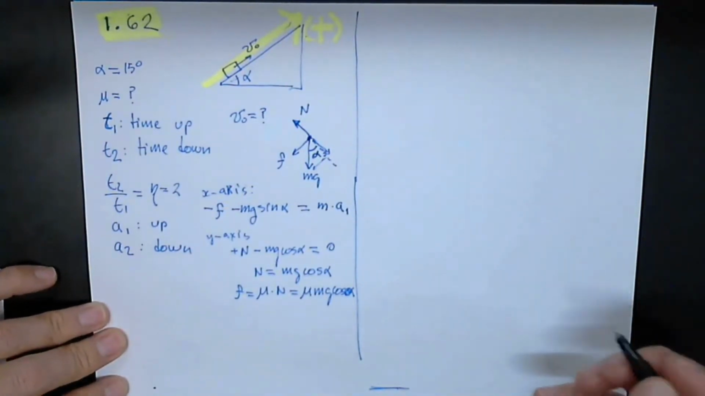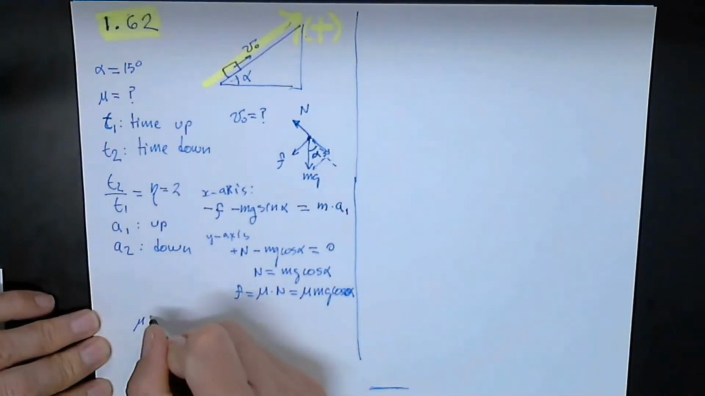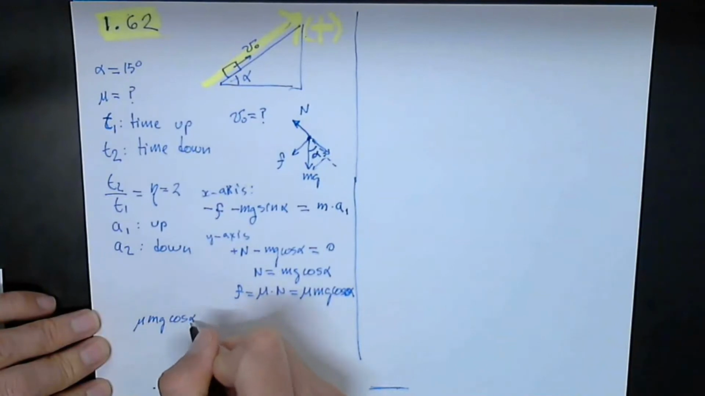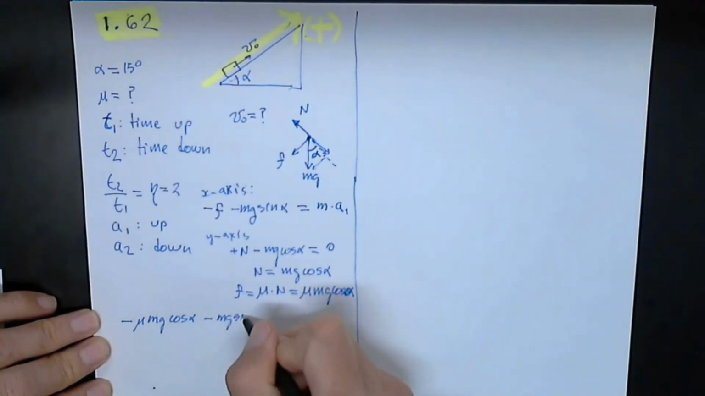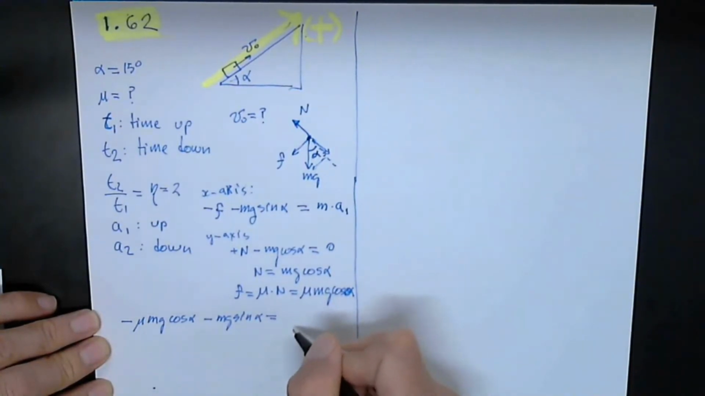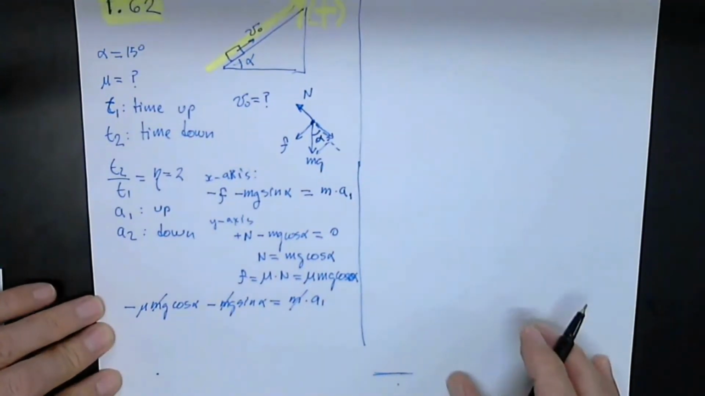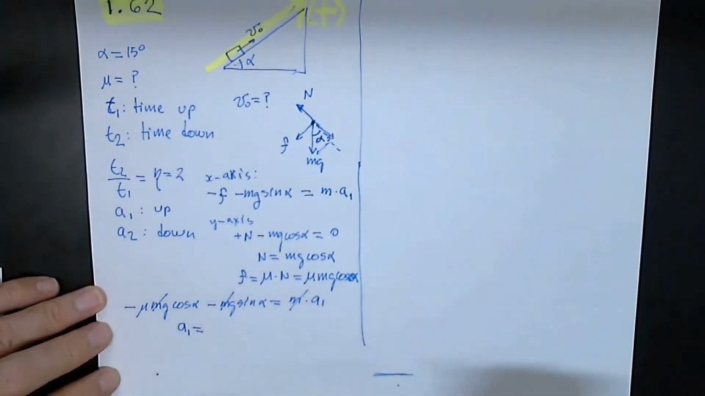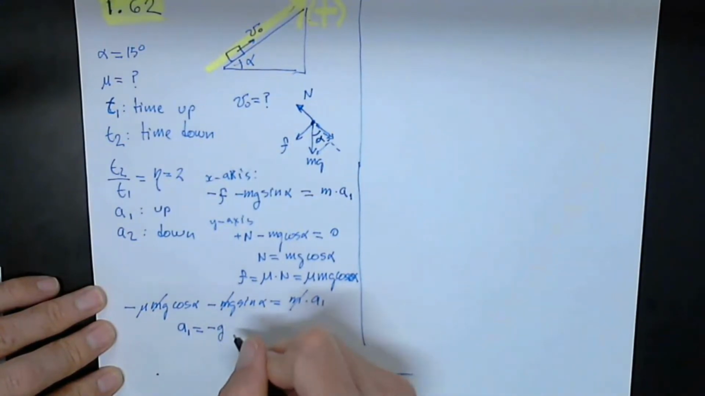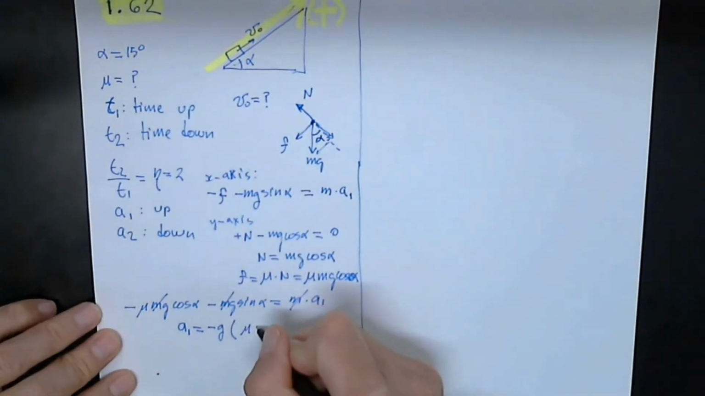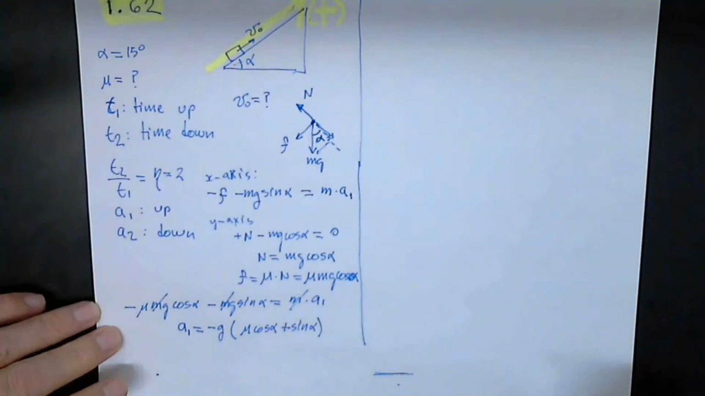That means, putting the friction back in this equation, we have negative mu mg cosine of alpha minus mg sine of alpha equals m times a1. As you see, the mass cancels, and a1 is, taking g as a common factor, negative g times mu cosine of alpha plus sine of alpha.